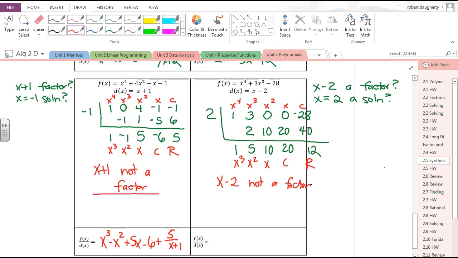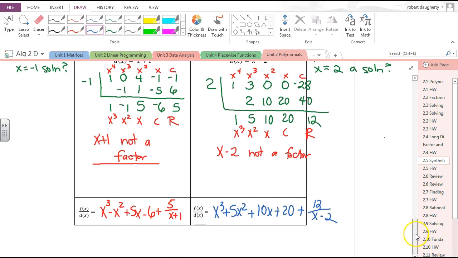And then the answer to f of x divided by d of x, what is the answer? Yeah, x cubed plus 5x squared plus 10x plus 20 plus 12 divided by what? x minus 2. Okay, there we go. Okay? And that should be it for today.